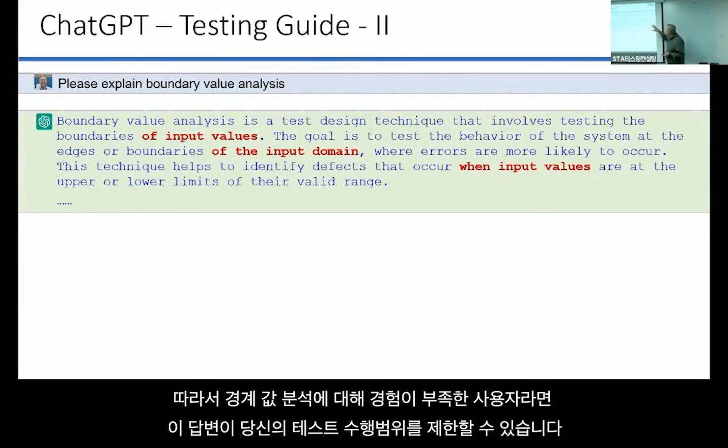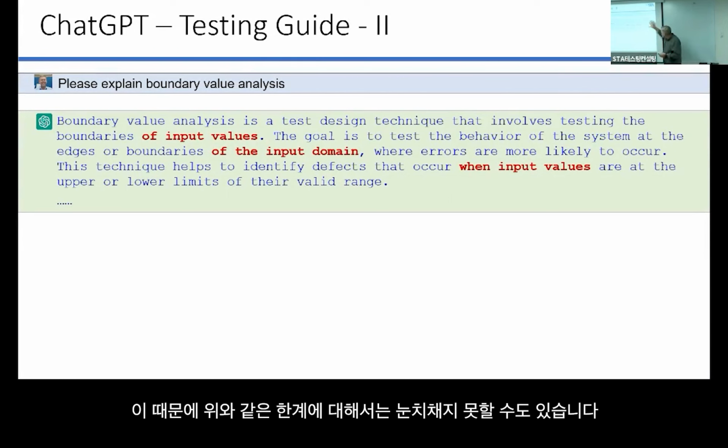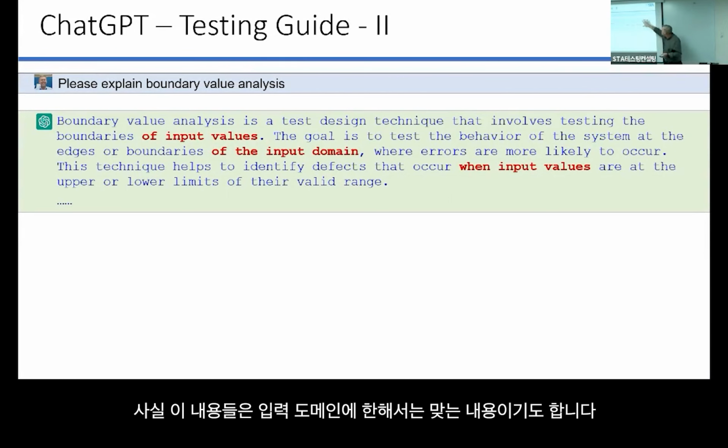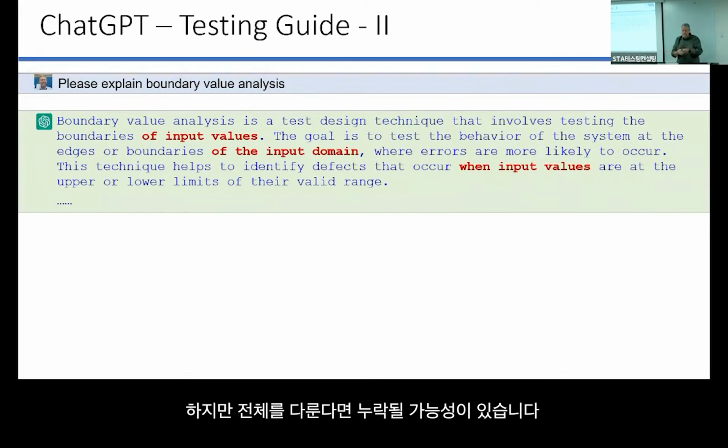So if you're a naive user of this, it's pushing you away. It's limiting what you're going to be able to do. And you probably wouldn't notice because it all sounds very credible because all the other words are correct. I mean, this is all correct if I'm only talking about the input domain. But if I'm talking about the whole thing, I'm going to miss out.